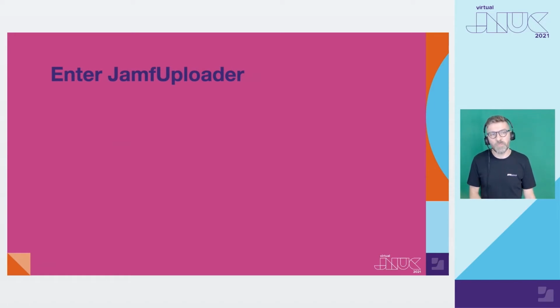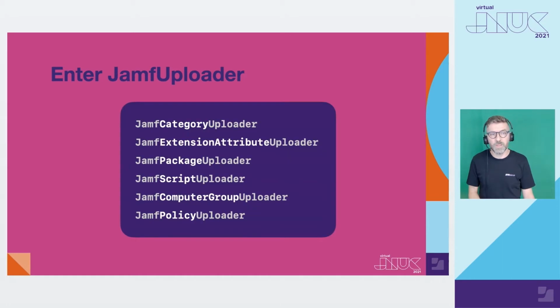AutoPackage's core processors tend to do one specific task. They are simple to configure and can be used as many times as required. Taking inspiration from these, I decided to make a set of small, simple processors to do each of the specific tasks that JSS Importer tries to do in a single processor. Collectively, I call these processors Jamf Uploader, but they are actually 6 different processors based on what they are intended to upload.